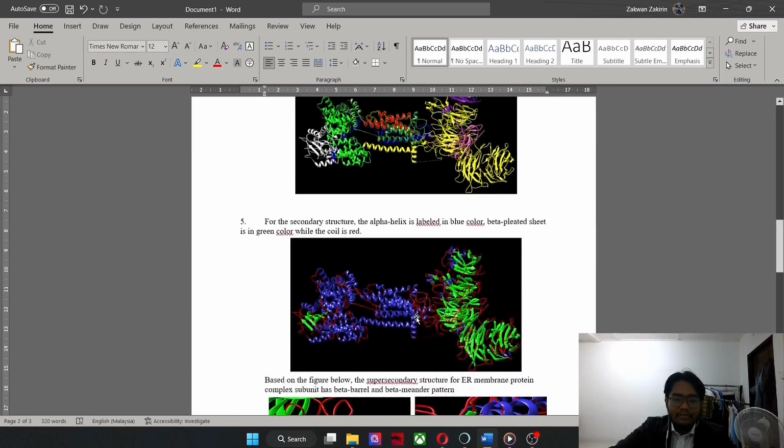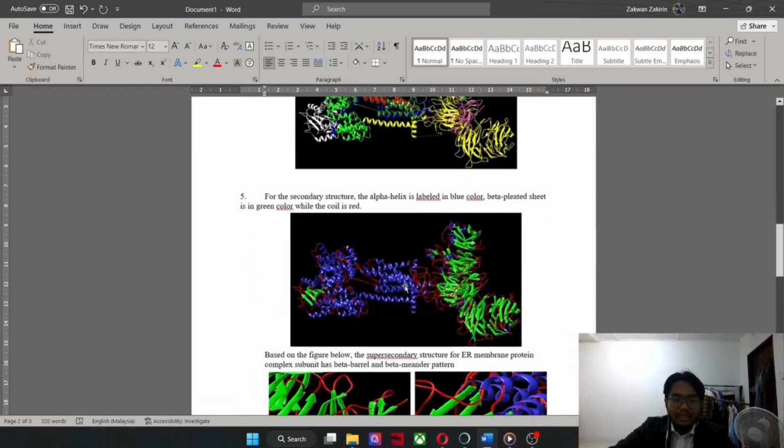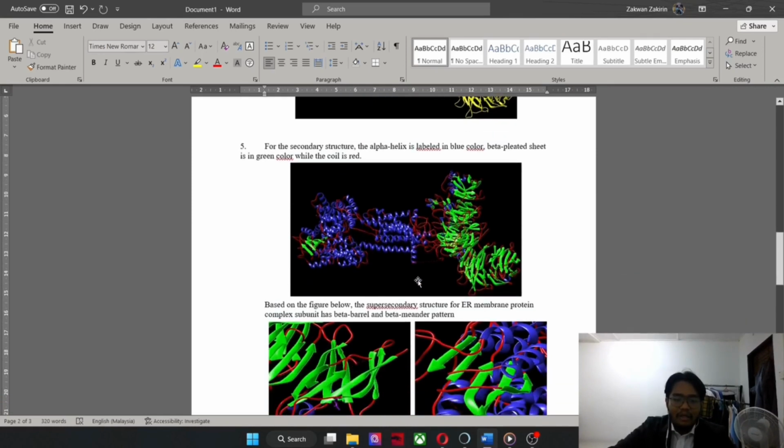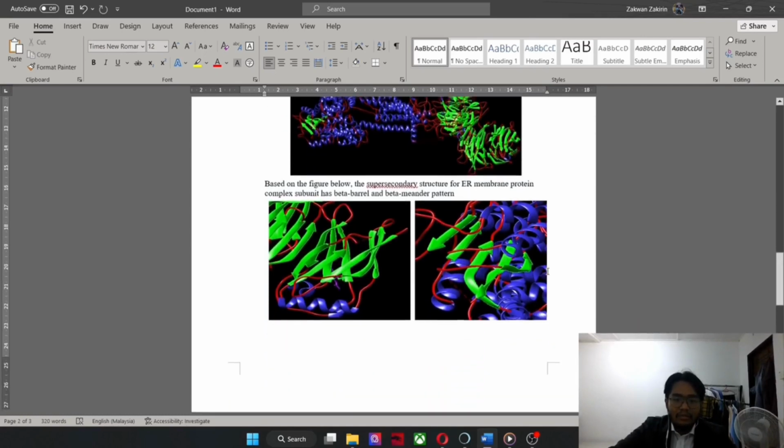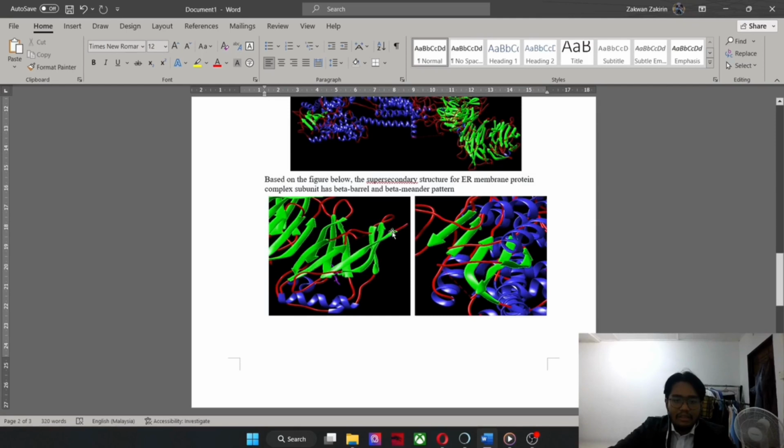Next, for the secondary structure, the alpha helix is labeled in blue color, the beta pleated sheet is in green color, and the coil is in red. For the super secondary structure of the EMC6, we can see the form of a beta barrel here, and also the beta meander pattern.